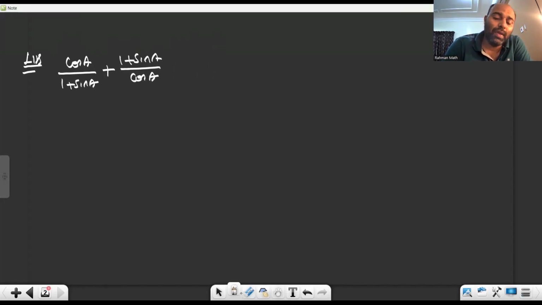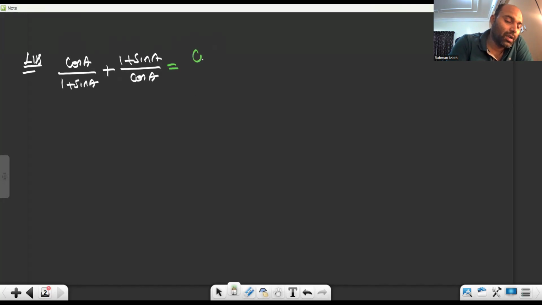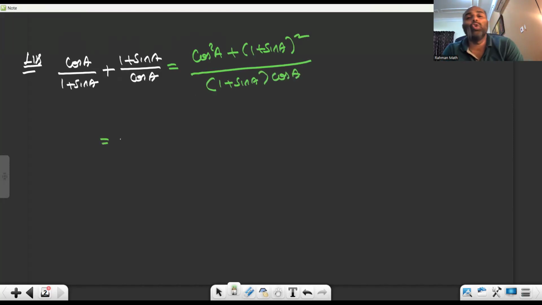So, how are we doing the cross multiplication? Cos into cos, cos square A, plus 1 plus sine A into 1 plus sine A, 1 plus sine A whole square. Denominator, no need to do anything. Let it be there like that only. After this, numerator you simplify, denominator don't touch. I told you, convert in terms of sine and cos, any cross multiplication possibilities, do it. Anything common? Common is not there, only cross multiplication.